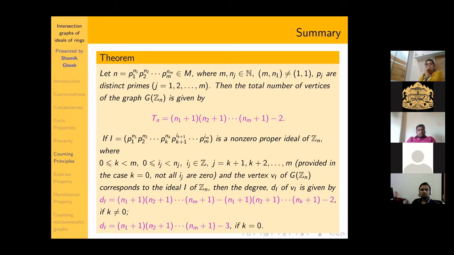And then you see the second and third magenta lines, that is the degree of the ideal generated by I, given in the first line below the first magenta line, that is p1 to the power n1 up to pk to the power nk, then pk plus 1 to the power i(k+1), and so on. So this degree is this one, if k is non-zero. And if k is 0, then the degree is simply t(n) minus 1, the product of all of them minus 3, that is the degree. So this is the degree formula.